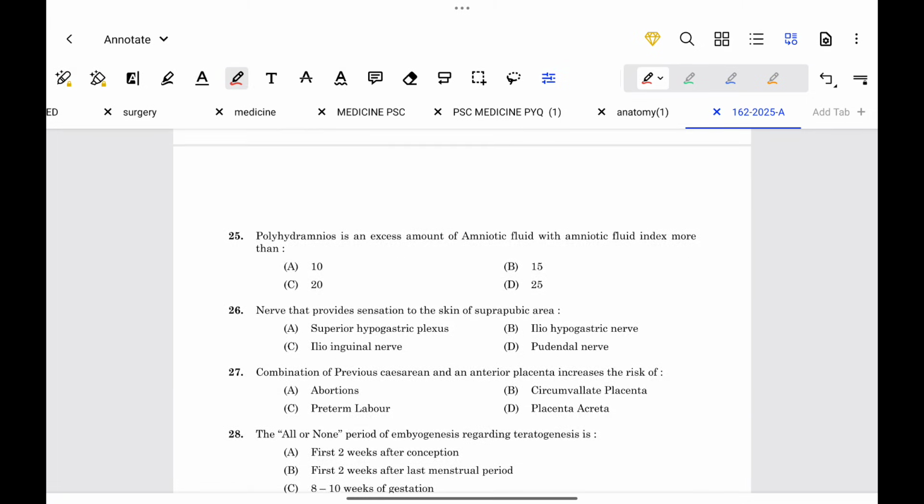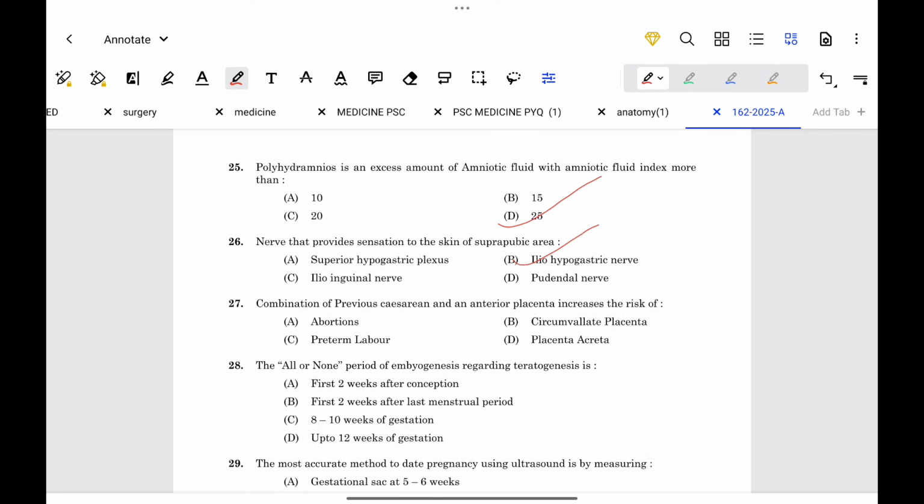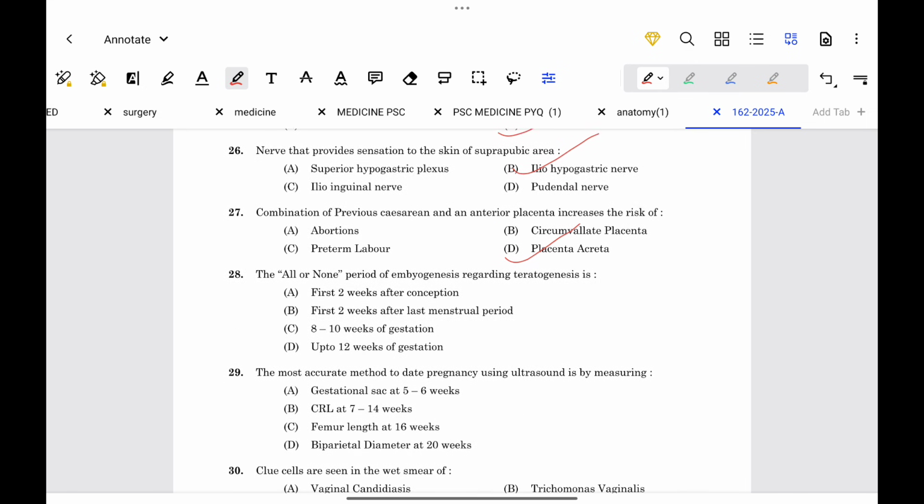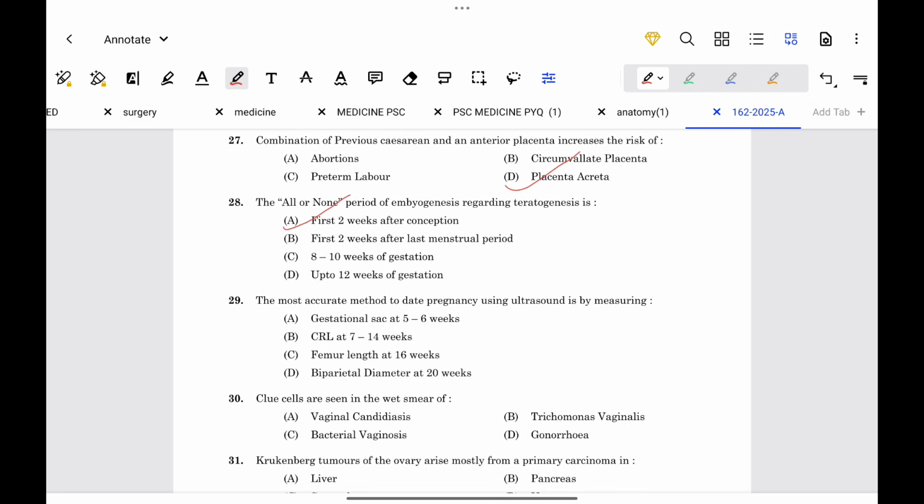Polyhydramnios is an excess amount of amniotic fluid with amniotic fluid index more than 25. Nerve that provides sensation to the skin of the suprapubic area is the iliohypogastric nerve. Combination of previous cesarean and an anterior placenta increases the risk of placenta accreta. All or none period of embryogenesis regarding teratogenesis is the first 2 weeks after conception. Most accurate method to date pregnancy using ultrasound is by measuring crown rump length at 7 to 14 weeks.